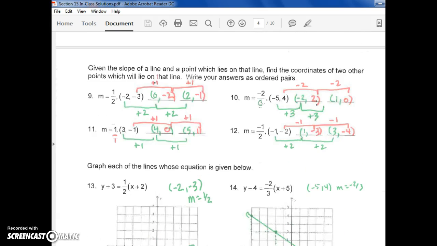On the back, the top part of the worksheet says, given the slope of a line and a point which lies on that line, find the coordinates of 2 other points which lie on that line. And write your answer as ordered pairs. The reality is there's a lot of different ways that we can do this, but probably the easiest way is to just look for patterns. And we have a pattern given to us.